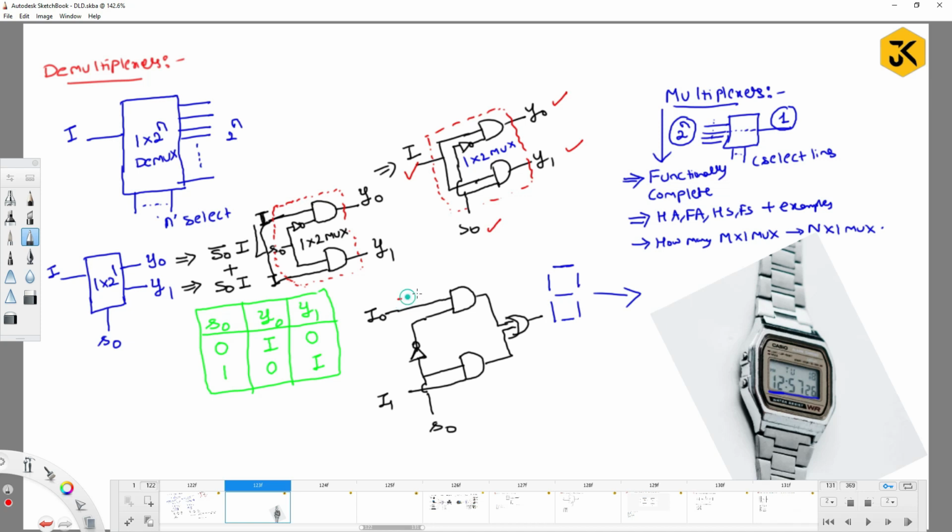Guys, this is a kind of 2/1 mux. Is there any relationship between this 2/1 mux and 1/2 mux? Yes, you can observe, guys. If I remove this OR gate, what do you get? The structure will look like this.